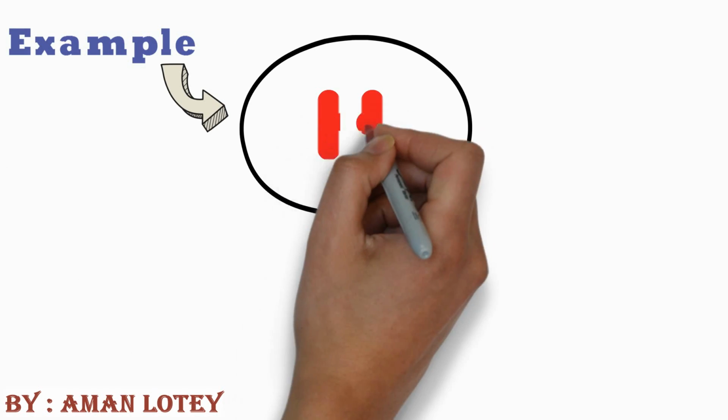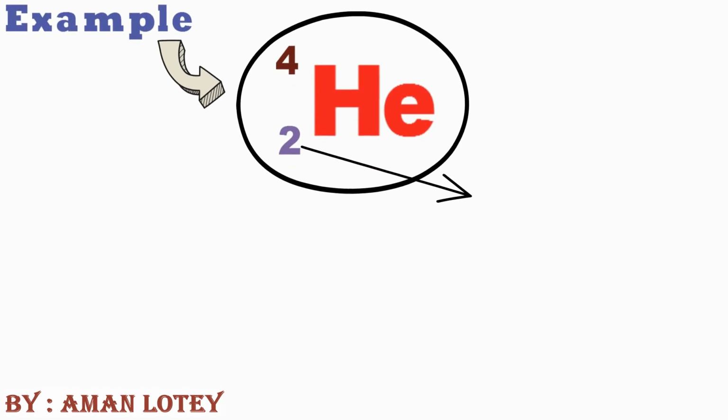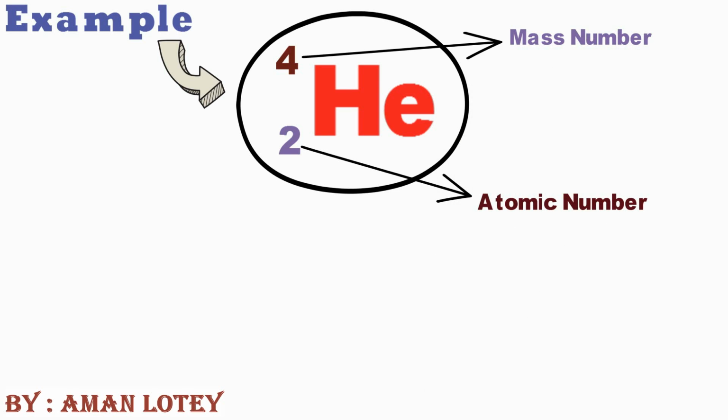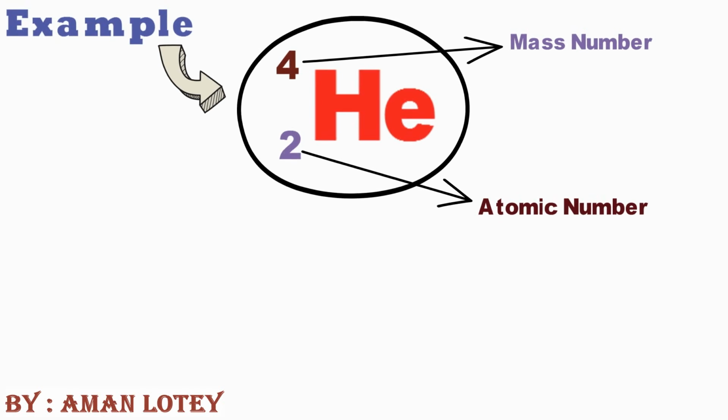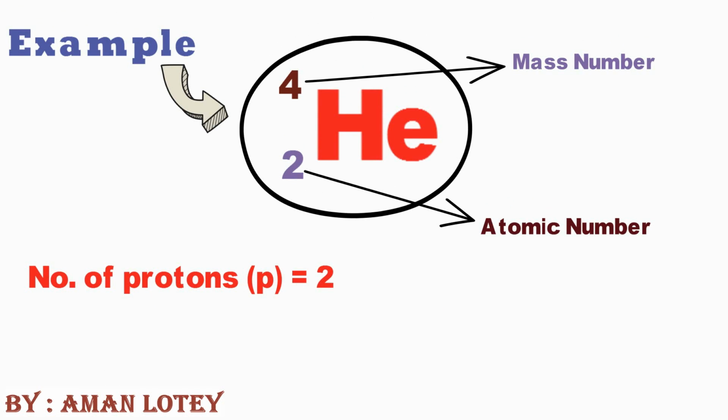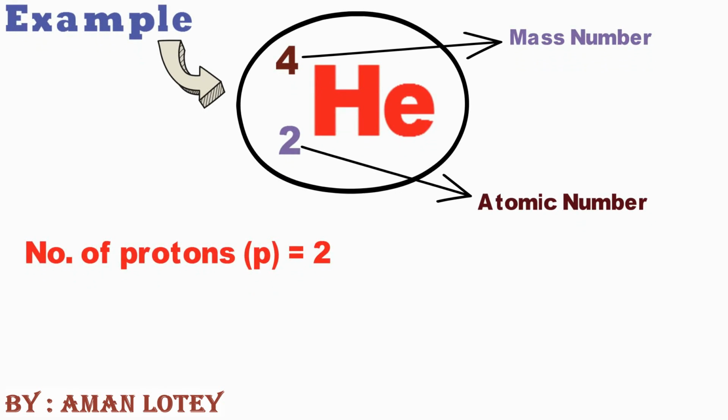Let's discuss an example. You can see here the symbol of helium, where 2 is atomic number and 4 is mass number. We have to find the number of protons, neutrons and electrons in the helium. We know that number of protons is equal to atomic number. In this case, number of protons is equal to 2. Number of electrons is equal to number of protons. Therefore, in the helium, number of electrons is 2.